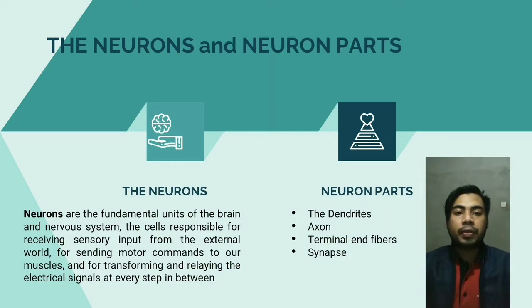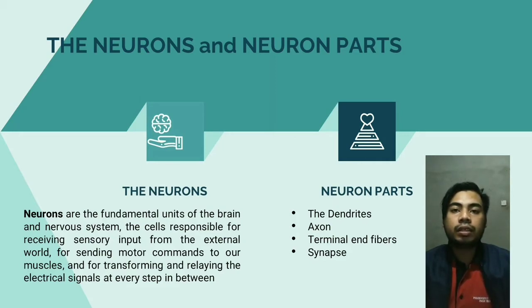Next is neuron parts. There are 4 parts of neurons: the dendrites, axon, terminal end fibers, and synapse. The dendrites are the root-like processes that receive impulses and conduct them to the cell body. A process is a structure that extends out from the cell body. The axon is the process that conducts impulses away from the nerve cell. An axon can be more than 3 feet long.